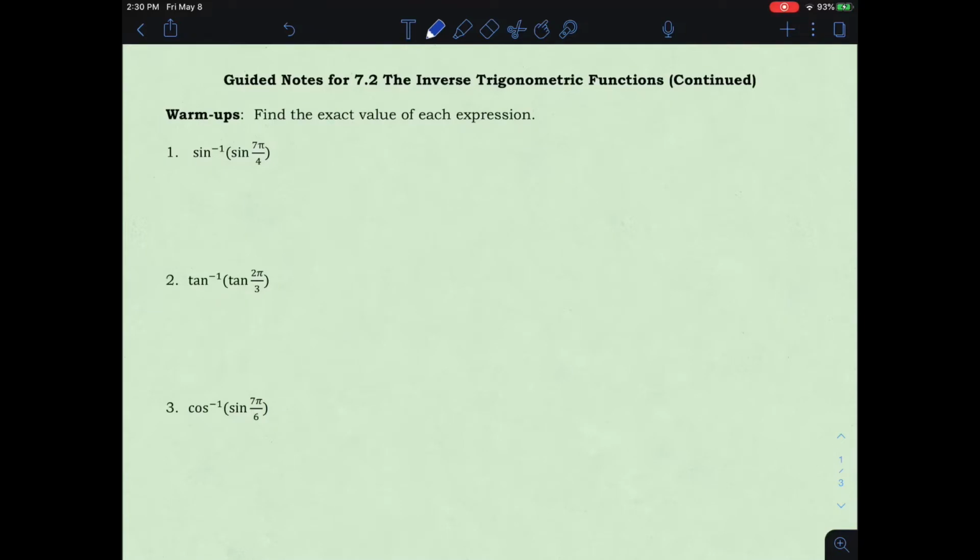So this will be your chance to see what you know, what you don't know, and it'll give you a better idea of how well you understand your inverse trig functions. So I want you to take a couple minutes to work this out, pause the video, and as usual, press play when you're ready.